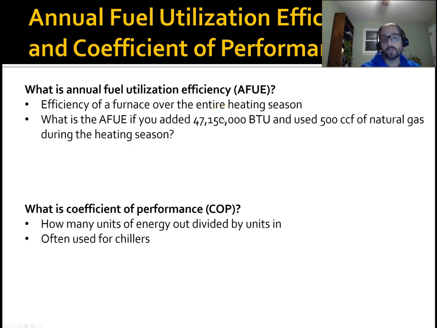So for example, and this is something you should be able to do from previous lessons, what's the AFUE if you added 47,150,000 BTUs and you used 500 CCFs of natural gas during the whole season, right? So you burned 500 CCFs, this is the heat you got out of it. It's a basic efficiency problem, right? So it's going to be your output over your input.